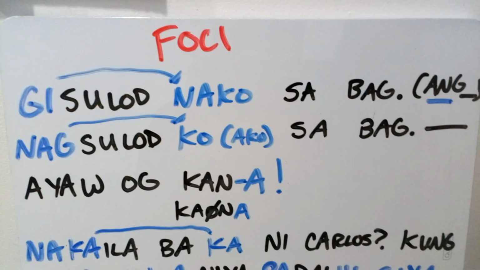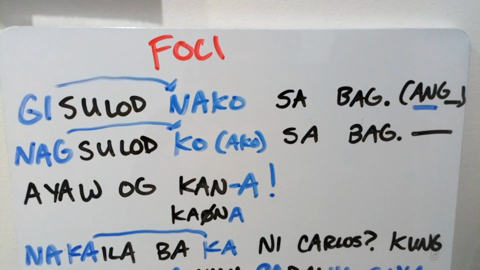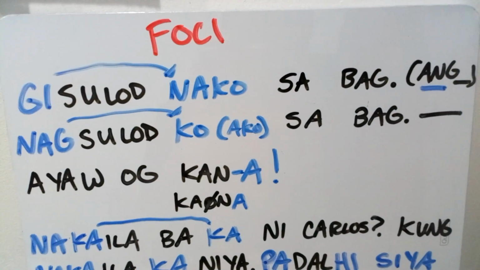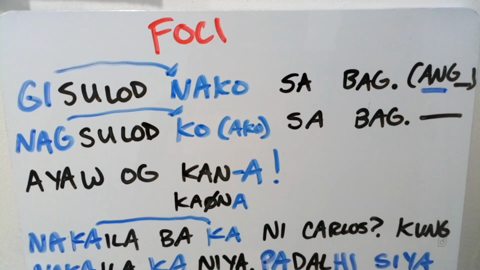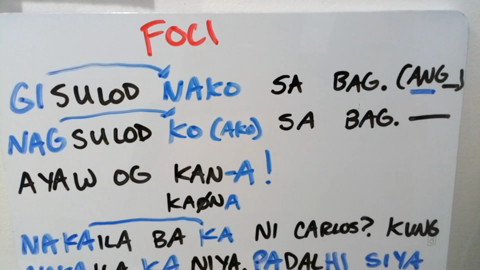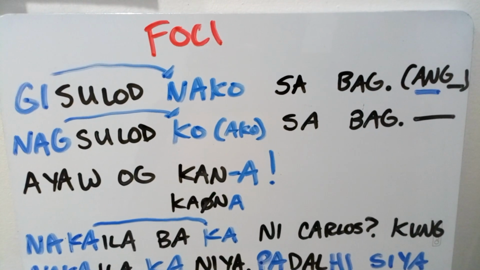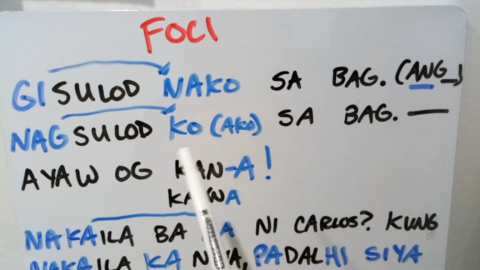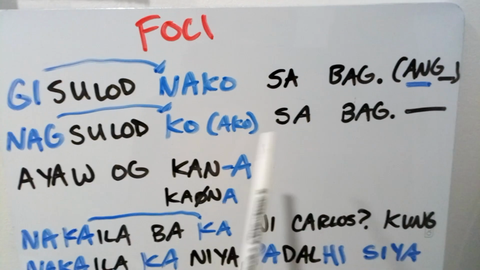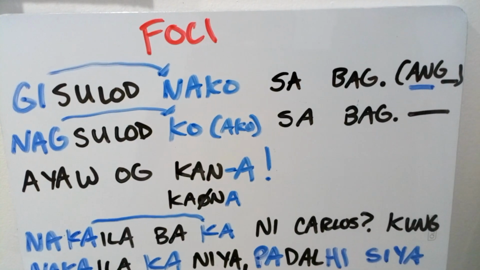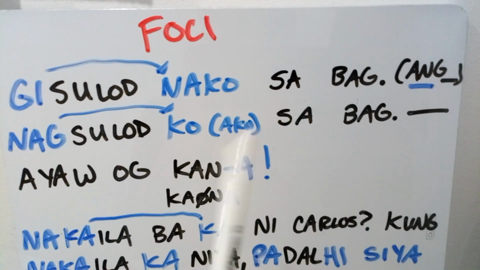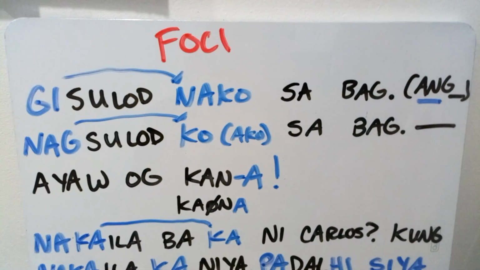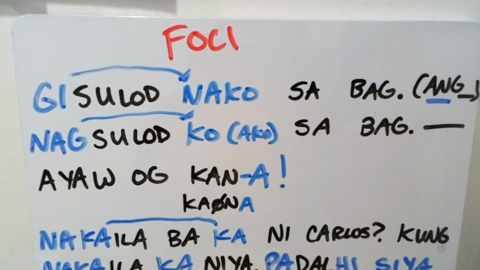So foci, we'll just go through it, right? We'll see the first two sentences. This one actually came from another YouTube video, and when I was explaining this to somebody, it reminded me about maybe sharing this with y'all on the internet. So the first sentence we have is gisulud na ko sa bag. Okay, gisulud na ko sa bag. And I'm gonna translate this as, I put the object inside the bag, or I put it in the bag.